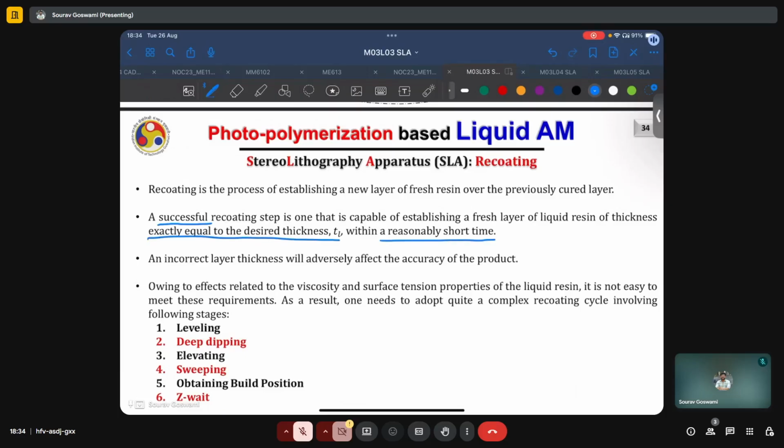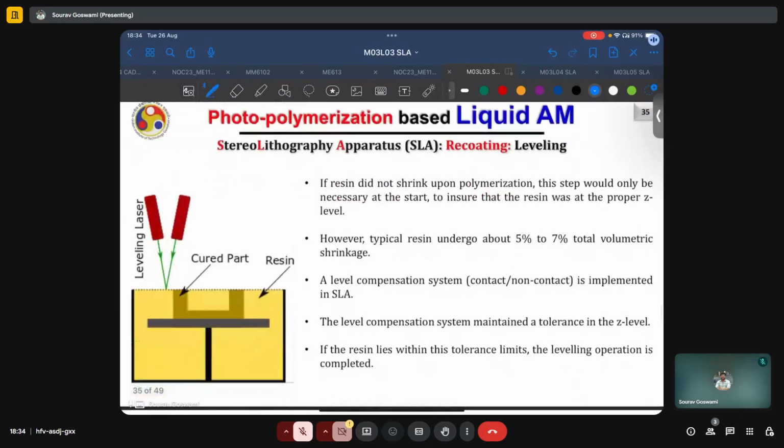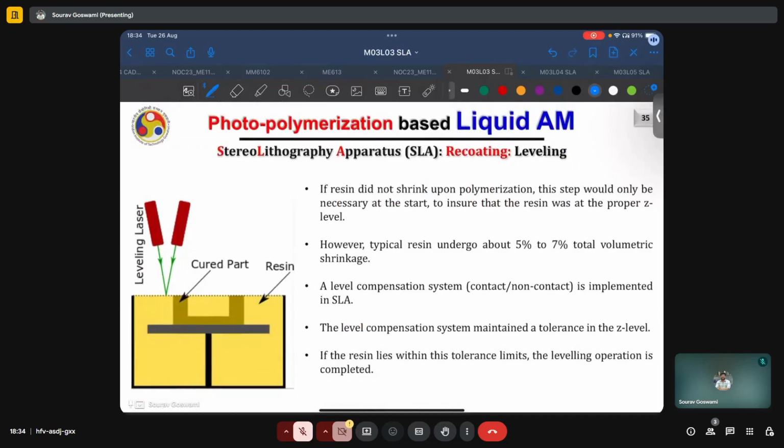An incorrect layer thickness will adversely affect the accuracy of the product, and owing to effects related to the viscosity and substitution properties of the liquid resin, it is not easy to make this design. And a typical recoating cycle will have many complex steps such as leveling, deep dipping, elevating, sweeping, obtaining the new build position, and then set weight. And let us just talk briefly about all of them one by one.